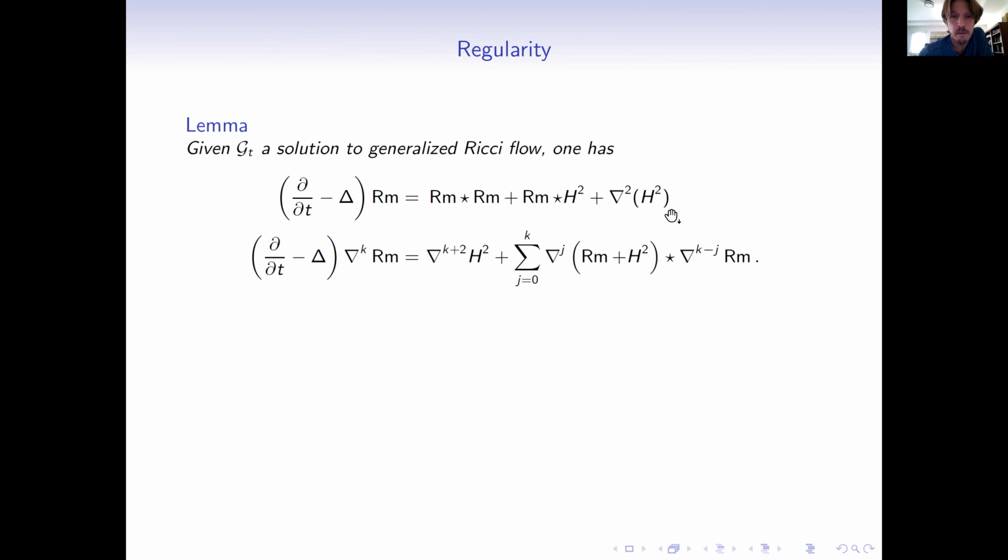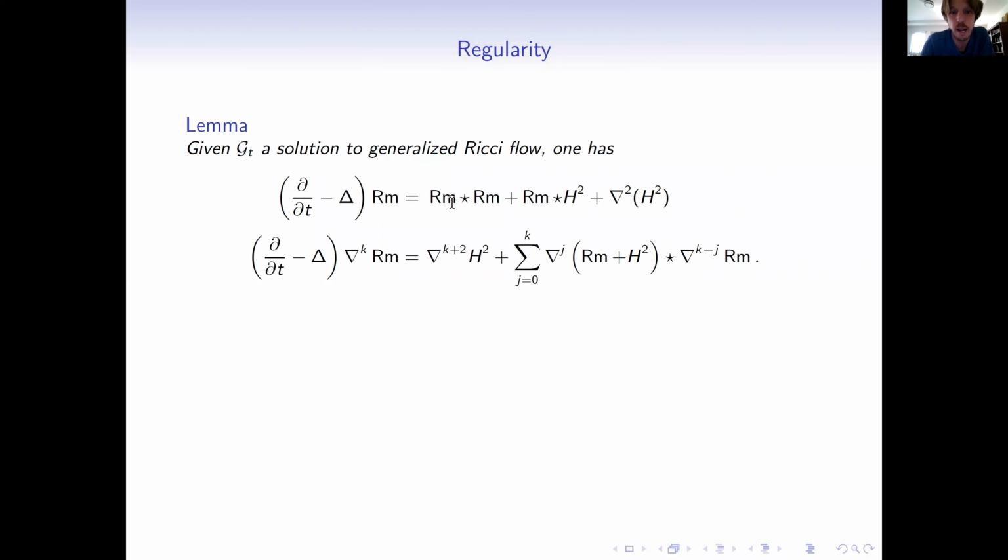So I'll just begin by recording some basic formulas. Here's this lemma. It says if we have g_t, a solution to generalized Ricci flow, then we have the following evolution equation. If I apply the tensor heat operator to the Riemann curvature, then I get an expression like this on the right-hand side.